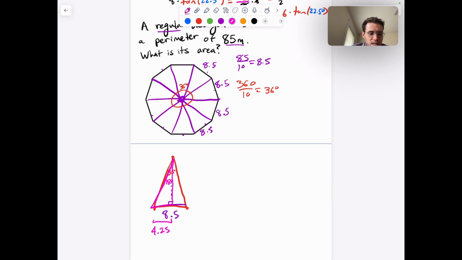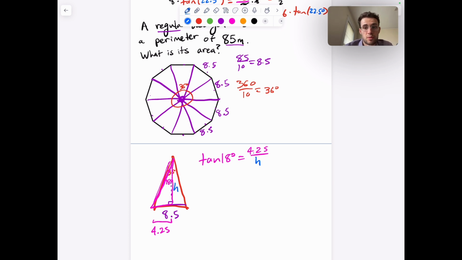We need to find this height here, which is adjacent to the 18 degrees. So again, we're using tangent. Since we're never finding the hypotenuse of the right triangle here, we're only going to be using tangent, because we either have opposite and want adjacent, or we have adjacent and want opposite. So we'd say that the tangent of 18 degrees is equal to, in this case, opposite of 18 is 4.25, and adjacent is the height, so the thing that we're solving for.